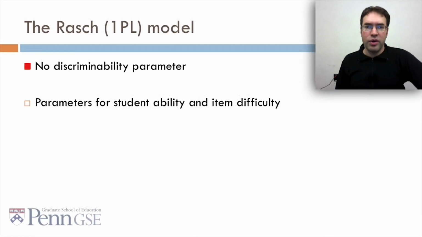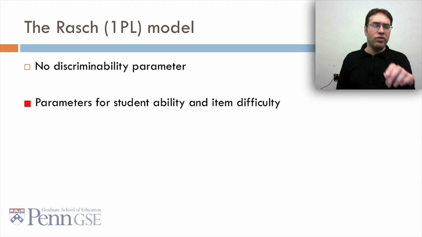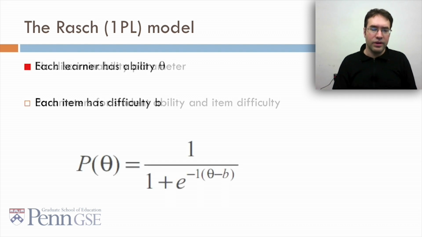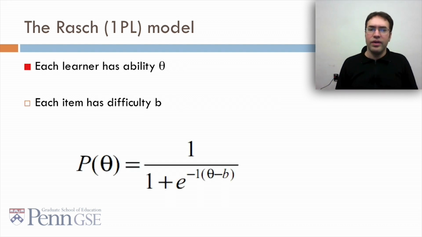It's got no discriminability parameters, so we're going to hold off on talking about that for another minute. But it does have two sets of parameters, a set of parameters for student ability and a set of parameters for item difficulty. Each learner's got ability theta, each item has difficulty B, and you can compute the probability that the student will get something right by a function involving an exponential function with theta minus B. So we take the ability, we subtract the difficulty, they're on the same scale.